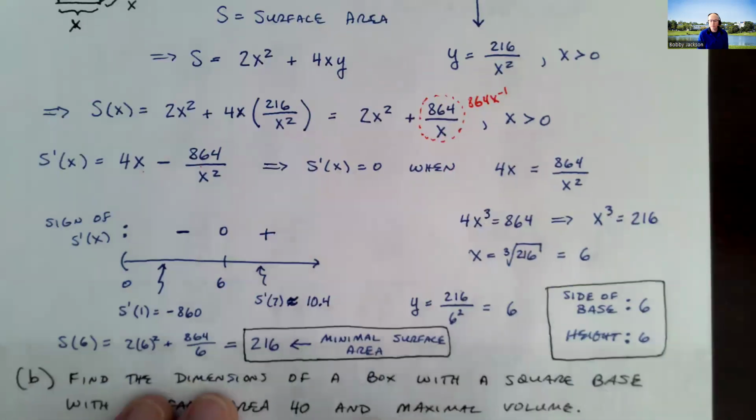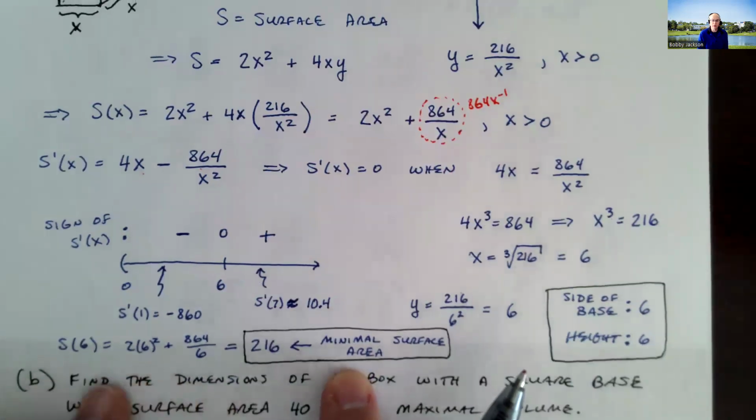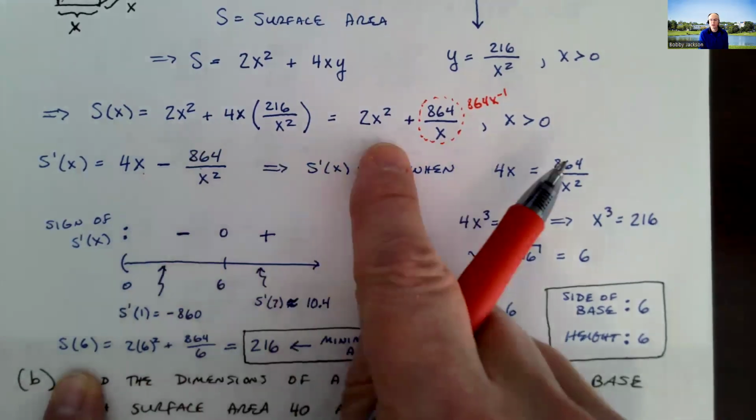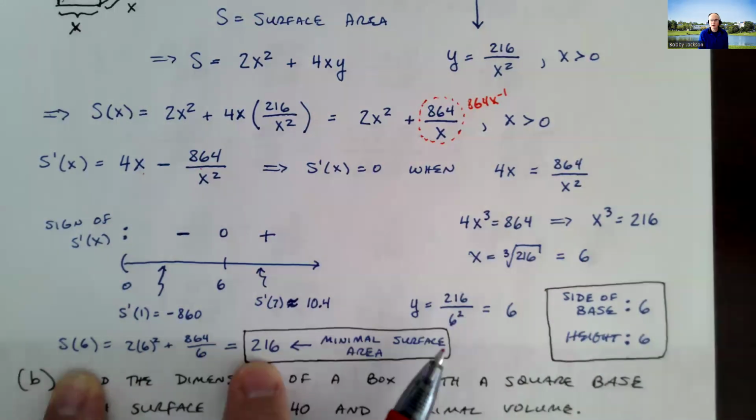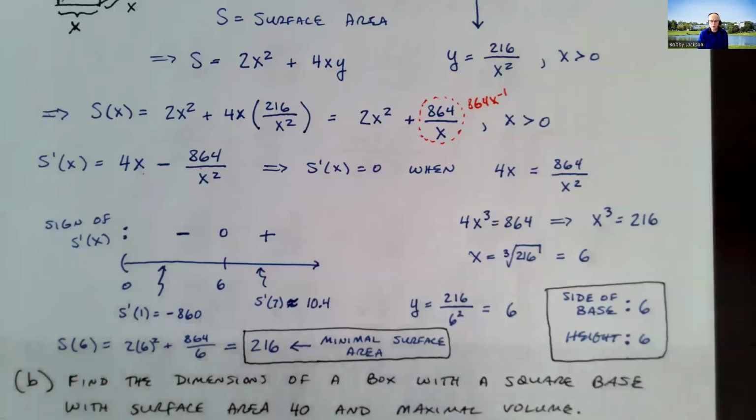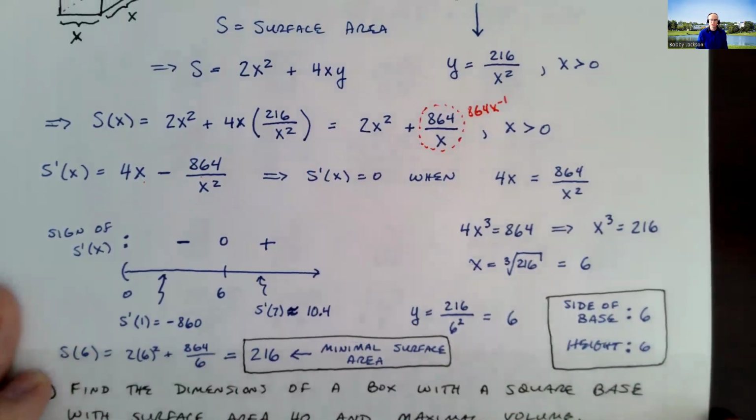And the minimum surface area, well, you can plug 6 into our function here for the surface area, and you get 216. And that is the minimum surface area. Okay, so now we'll switch gears to part 2.